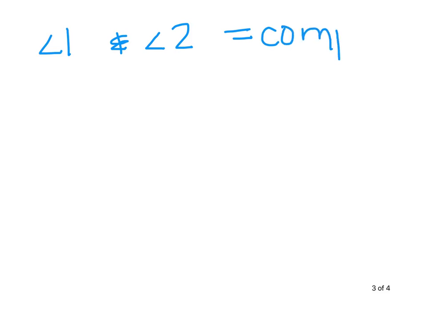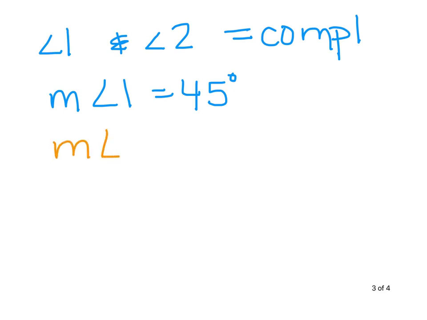All right, so let's go ahead and do number 6. We're going to make it just a little bit more challenging, and I want you to find angle 2. So what is angle 2? If angle 1 and angle 2 are complementary, and angle 1 is equal to 45 degrees, then angle 2 is 45 degrees. Okay, so tell me, how do you know that? That's absolutely correct, but I want you to go ahead and walk me through it.